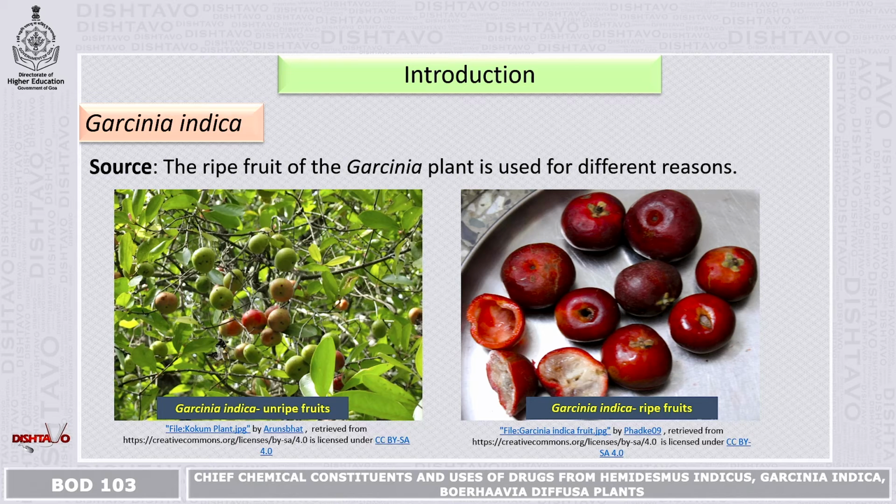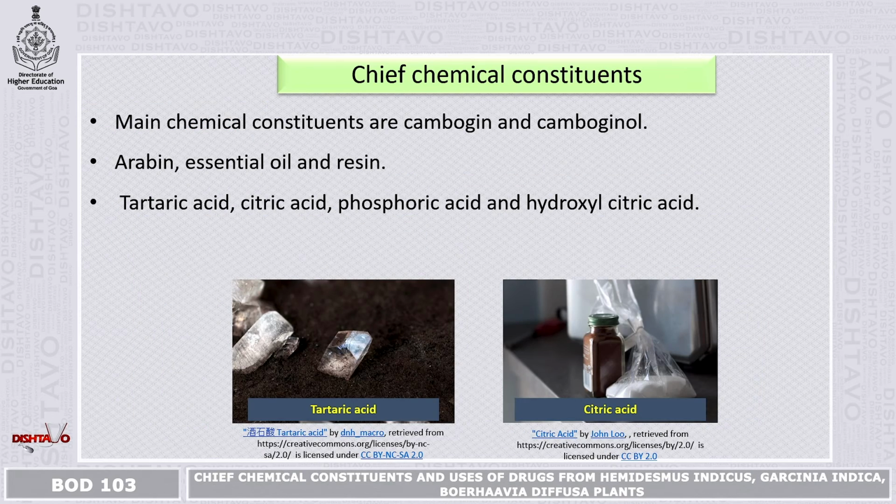Introduction. Garcinia indica, the source from which the chemical constituents are isolated, are the ripe fruits of the Garcinia plant, and it is used for different reasons in curing diseases. In the first picture, you can see the Garcinia plant bearing fruits which are unripe, and in the second picture you can see the fruits with the seeds which are ripe fruits and which are useful in medicine. The main chemical constituents are cambogin and garcinol, arabin, essential oils and resins.